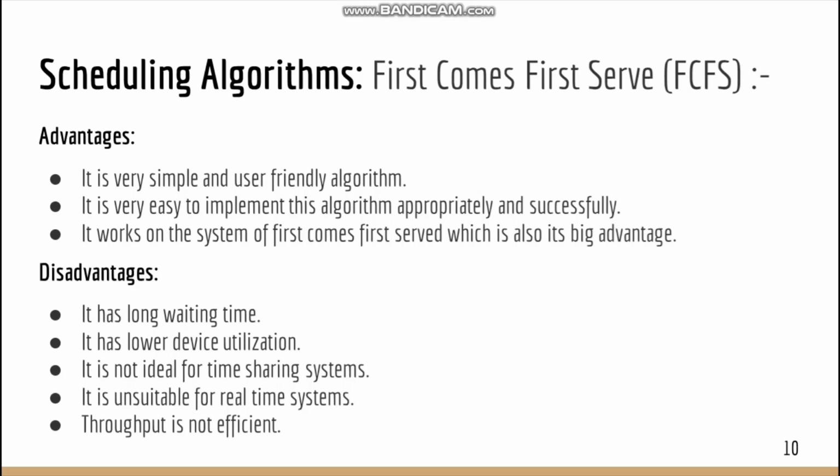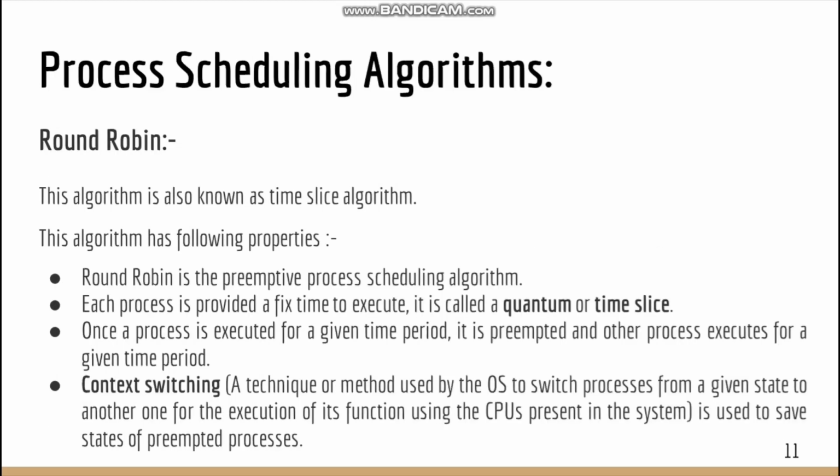Now this second algorithm is round robin, which is a preemptive algorithm. In this, each process is provided a fixed time to execute, that is called quantum. So when a process is executed for a given time period, it is preempted, and then the next process is executed for that given time, and so on. Another term in this algorithm is context switching, which is used by the operating system to switch a process from one state to another.